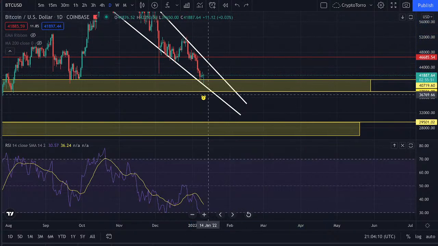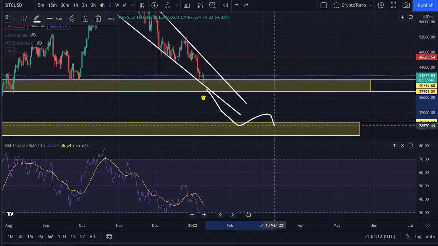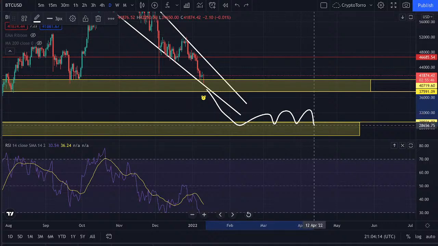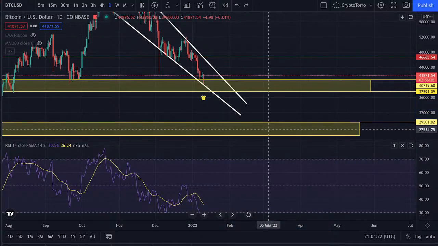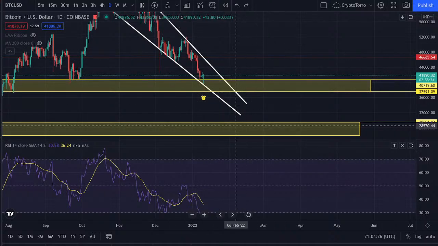If we do see a further breakdown, I would like to see a stronghold getting created on top of this range above the 29,500 US dollars. Otherwise, I personally think, yes, we will be entering a more dark scenario and perhaps an even further decline on Bitcoin.